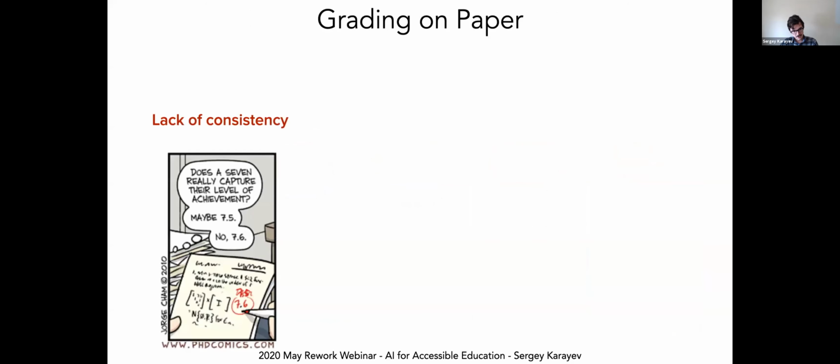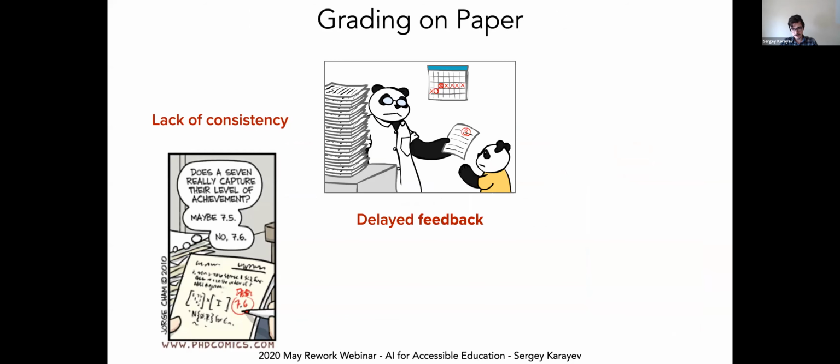It's also hard to be consistent when you grade on paper. Maybe sometimes you take 2 points off for a mistake, and sometimes you end up taking 5 points off for the same mistake. Or if multiple people are grading the same question, they might disagree as to how much to take off.